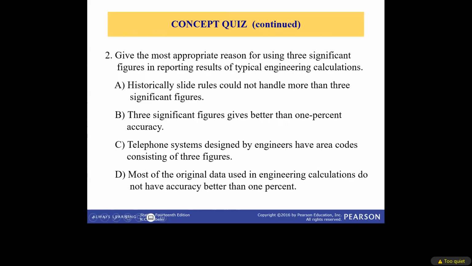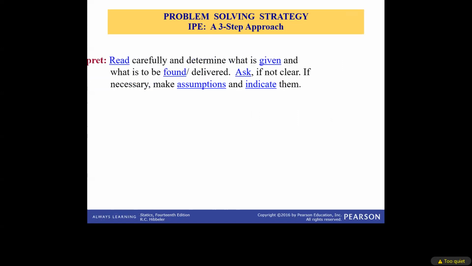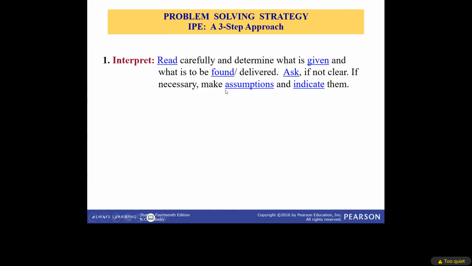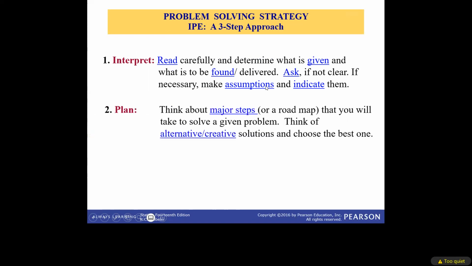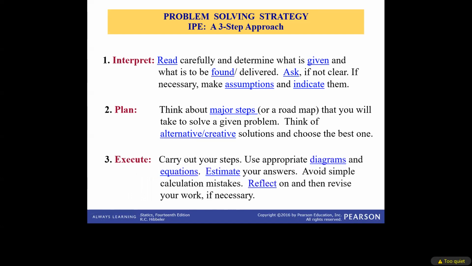All right, and we're now going to do the concept quiz. So, problem solving strategy. First, interpret: read carefully, and determine what is given and what is to be found. Deliberate, ask if not clear. If necessary, make engineering assumptions and indicate them. Plan: think about your major steps or roadmap to solve a given problem. Think about alternative creative solutions and choose the best one. And then lastly, execute: carry out your steps. Use appropriate diagrams and equations, estimate your answers, and avoid simple calculation mistakes.